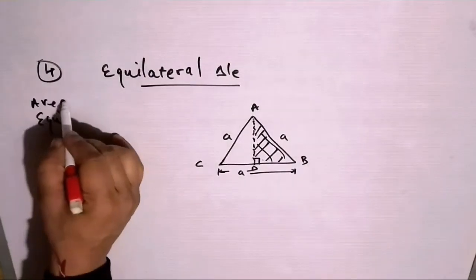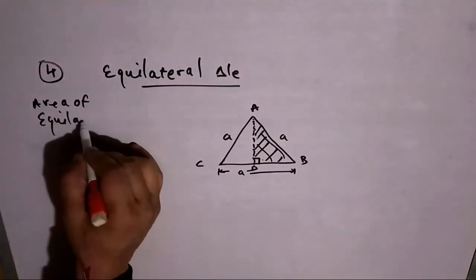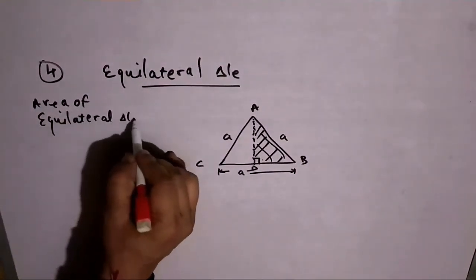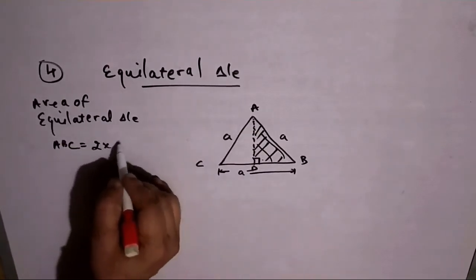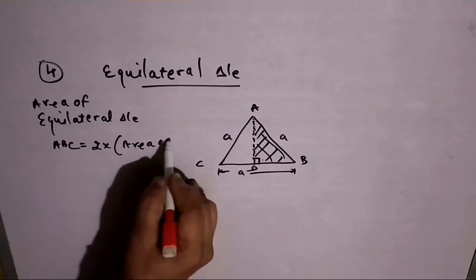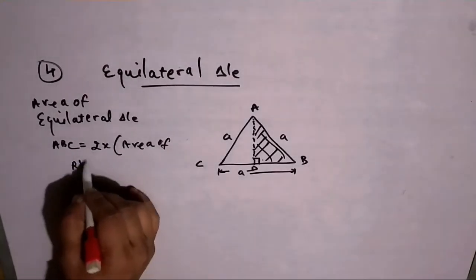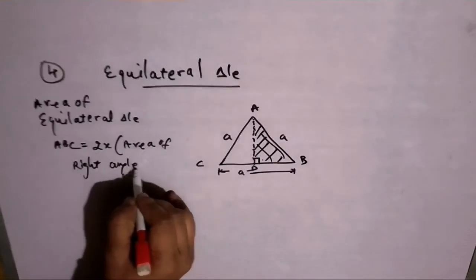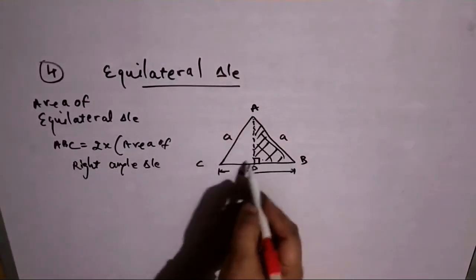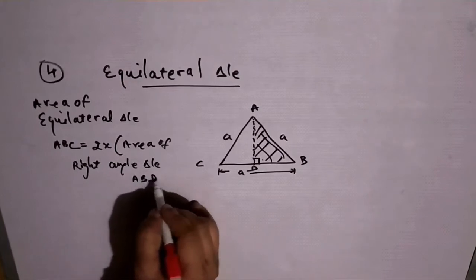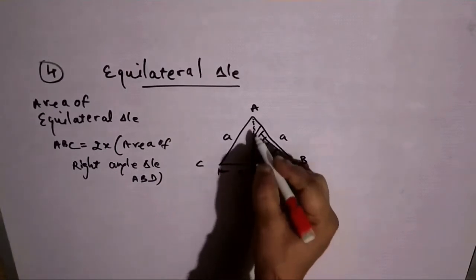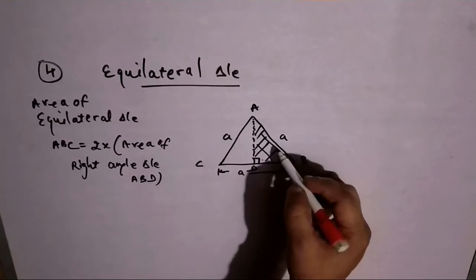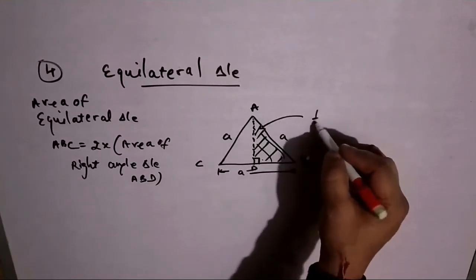Okay, so here in this case, area of equilateral triangle ABC would be double the area of the right angle triangle, suppose ABD. Now the question that arises here is, what is the area of this thing? So that is 1 by 2 base into height.